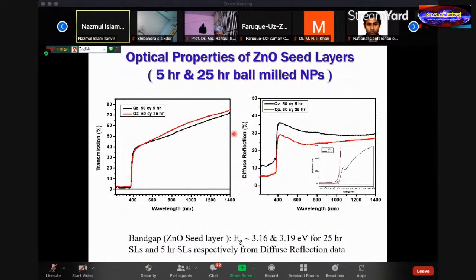And the optical properties of zinc oxide seed layers, 5 hours and 25 hours. The left figure is the transmittance, and the right figure is the diffuse reflectance. We estimated the bandgap energy from diffuse reflectance data, and our estimated bandgap energy is 3.16 for the 25 hours seed layer, and 3.9 electron volt for the 5 hours seed layer.